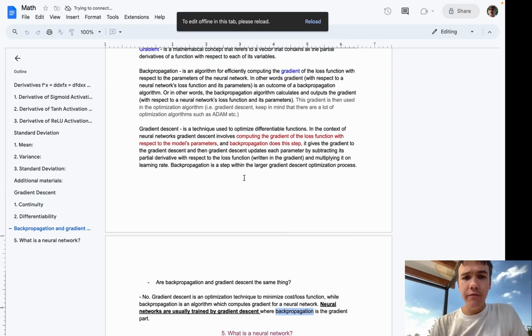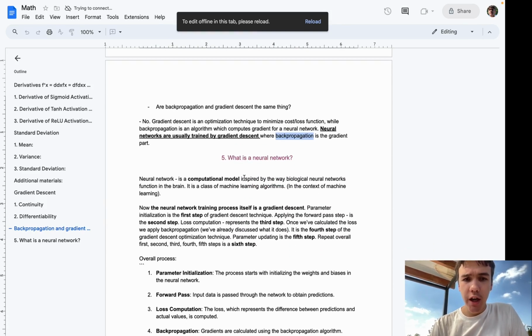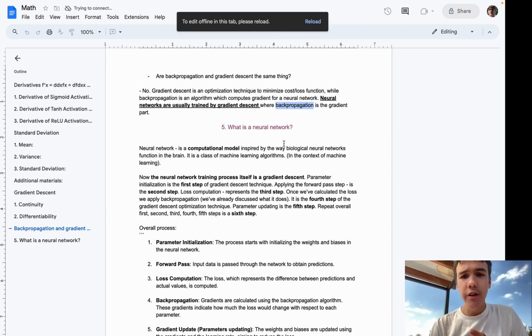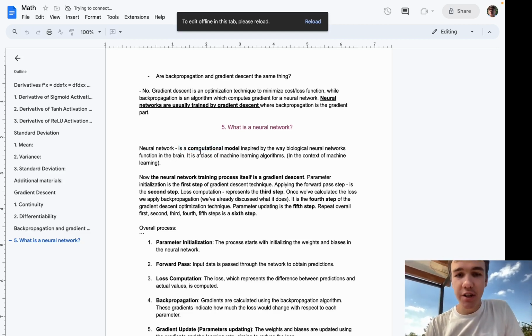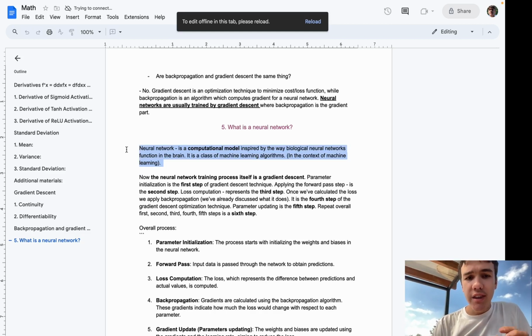So now, when we've learned what gradient descent is and where backpropagation fits, we're going to dive into the neural network and how all this works. I'm going to sum everything up. So what is a neural network? A neural network is a computational model inspired by the way biological neural networks function in the brain. So here's what is important to understand. This definition I like more than others.